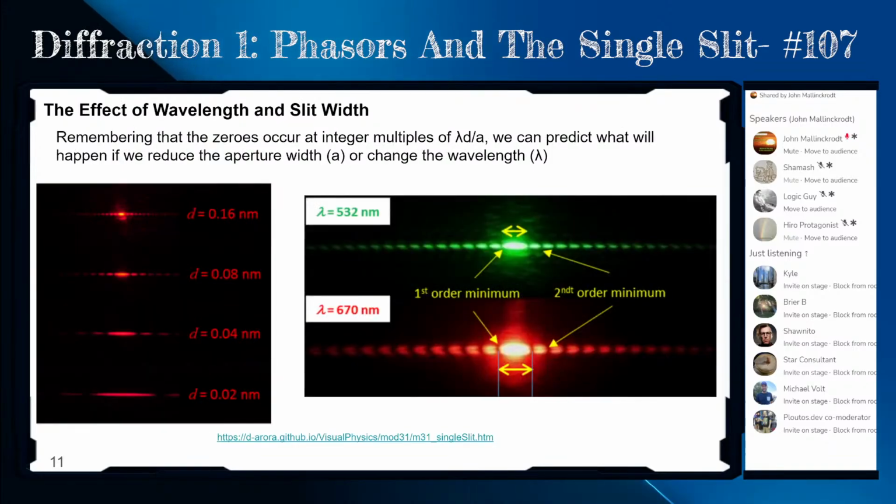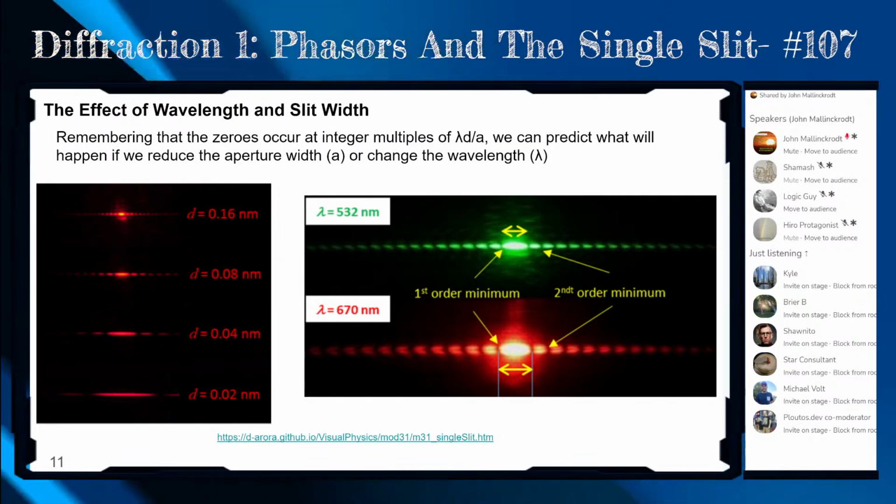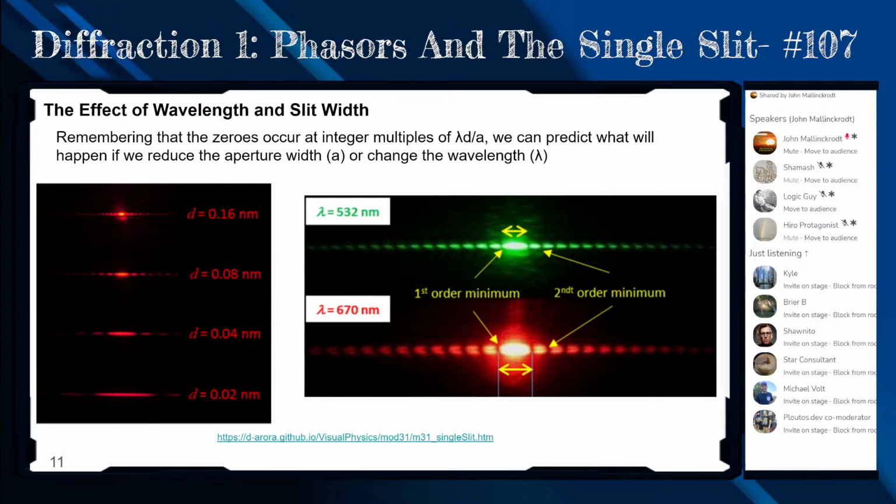So I'll just finish. Well, I guess I have two slides yet, but the last content slide is slide 11, where we take that result and talk about the effect of wavelength and slit width. Because the zeros occur at integer multiples of the wavelength times d, which is just the distance from the aperture to the screen, divided by a.